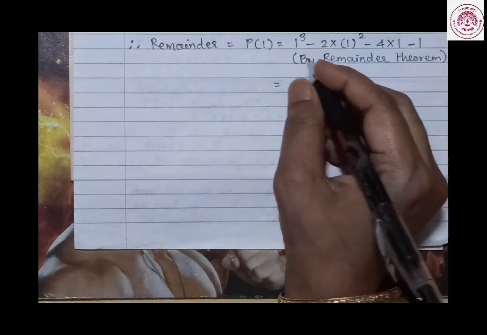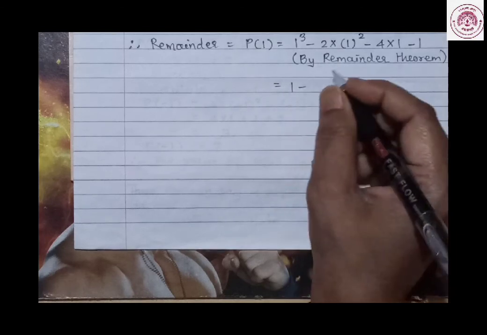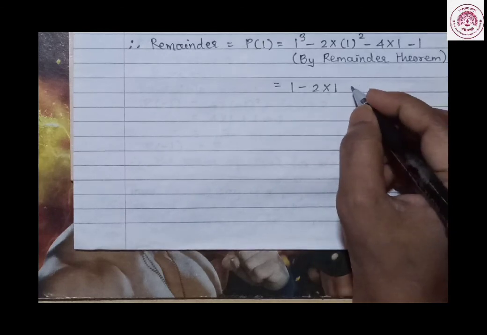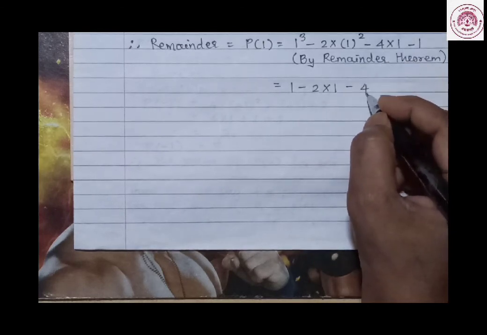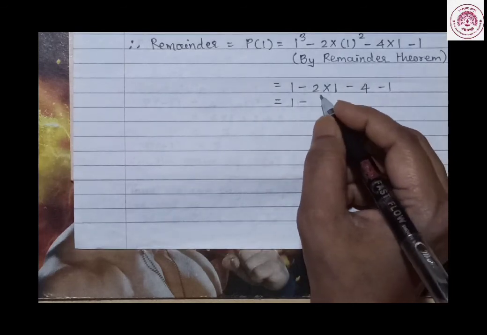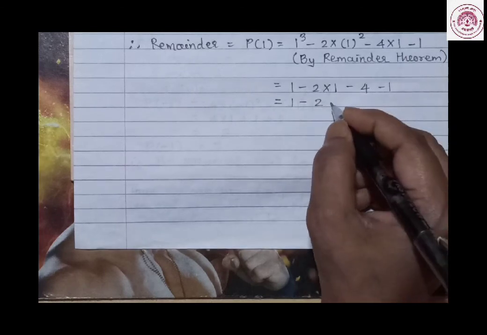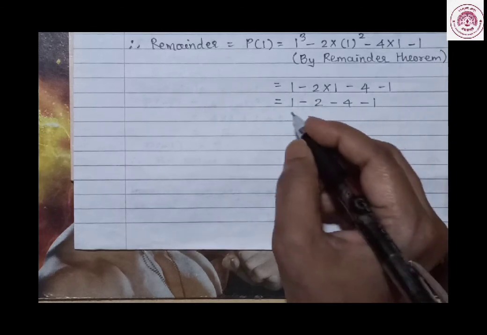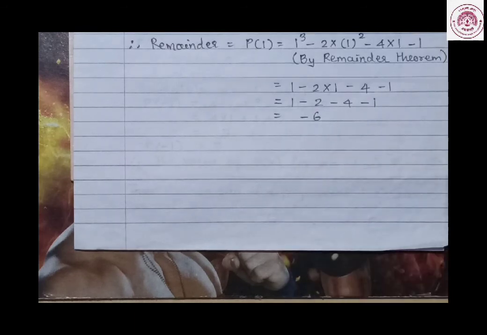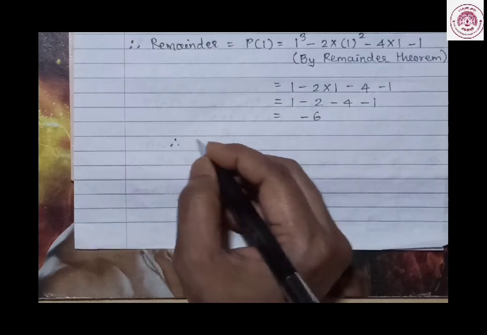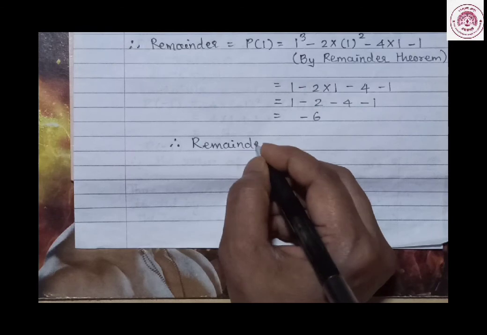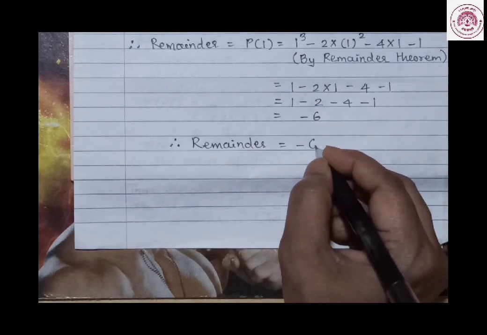So this is equal to 1 cubed is 1, minus 2 multiplied by 1 squared is 1 squared, minus 4 multiplied by 1 is 4, minus 1. So this is equal to 1 minus 2 multiplied by 1 is 2, minus 4, minus 1. So this is equal to negative 6. So therefore, remainder equals negative 6. Okay.